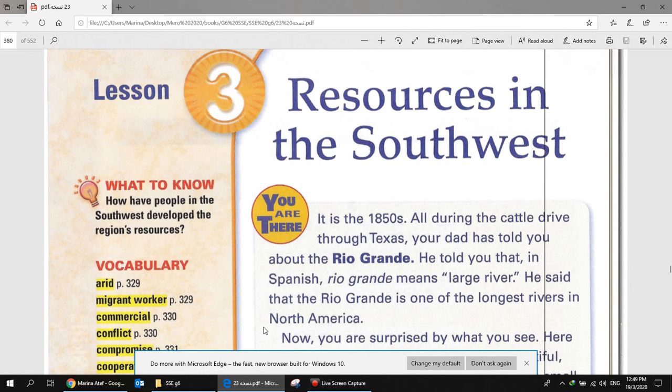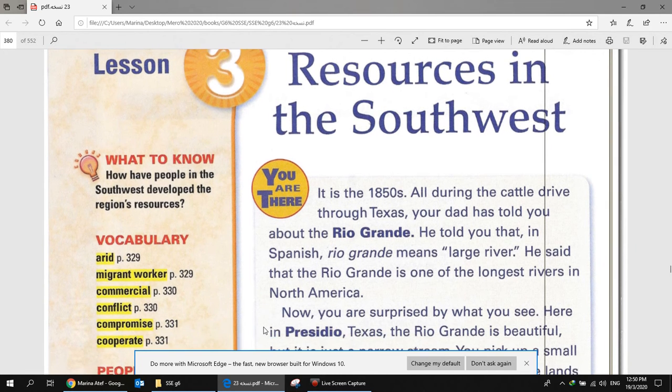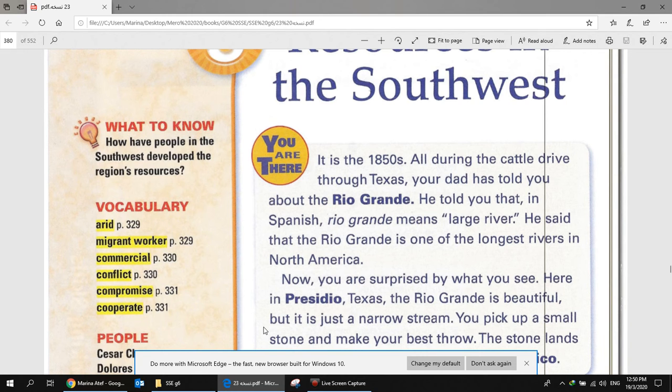Today I'm gonna explain and talk about chapter 10, lesson 3. Okay, we finished lesson 1 and 2. Today we're gonna talk about the resources in the Southwest. Open your textbook please, page 329, the resources in the Southwest, and try to write the key terms, the key words or the vocabulary that we have here, in your copybooks.